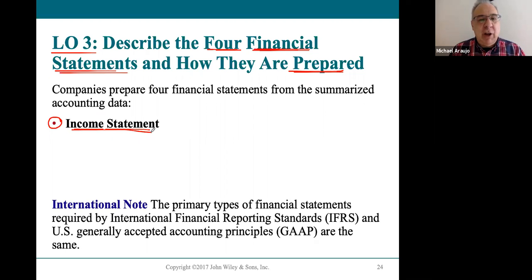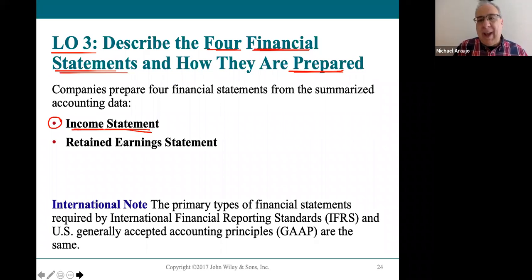Okay, so what could also happen is what you learned about in Learning Objective 2: the company could share a portion of the profit in the form of a dividend. Right? So corporations, when they share a portion of that profit with the owners, that's what a dividend is. So there's an actual statement that tells us the story of what happened to that profit. It's called a retained earnings statement.